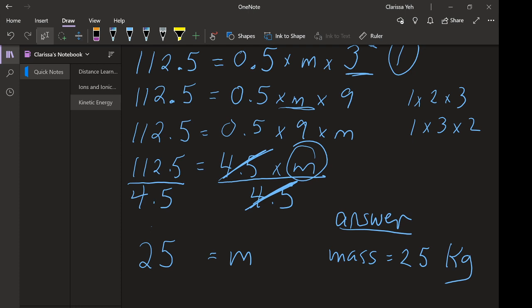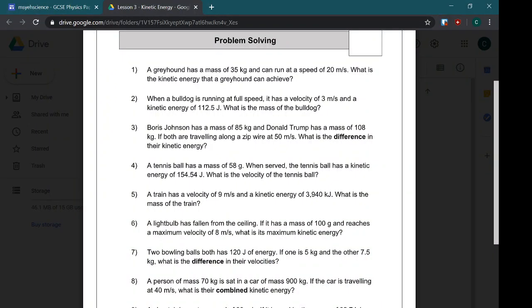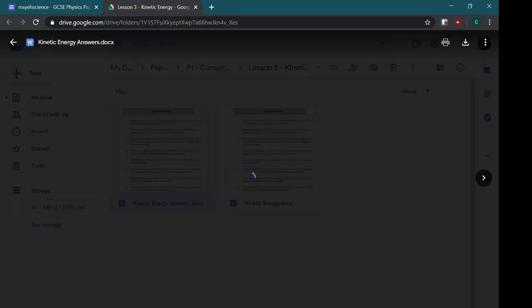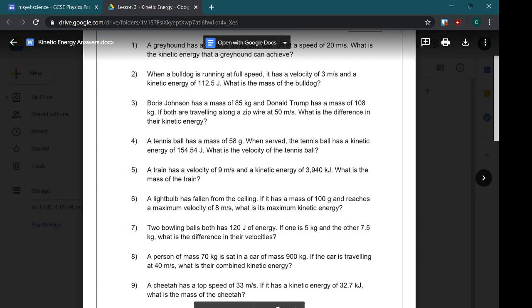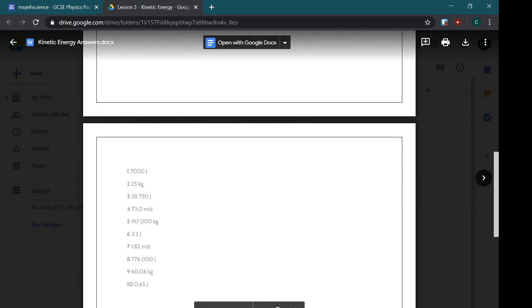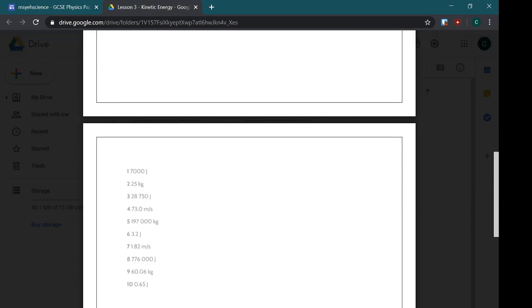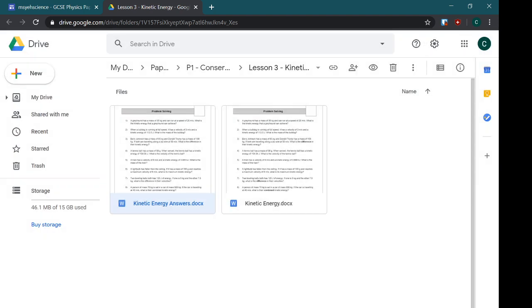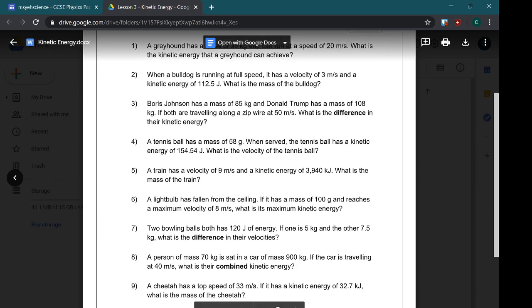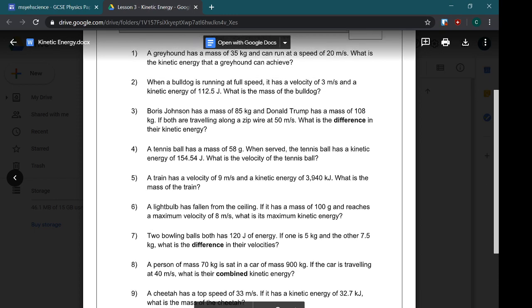So on the website that I've linked, if you click on the kinetic energy section, you come up with the kinetic energy.docx by here. That is just the questions, and then you have the answers on the left one. So the answers are just at the bottom for you to check what you've done.